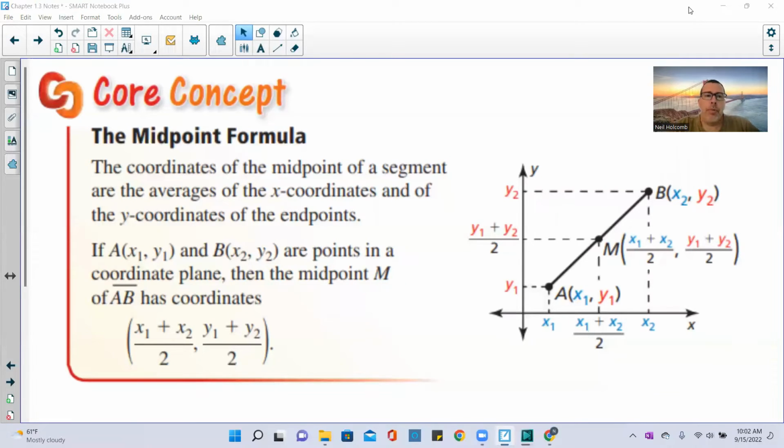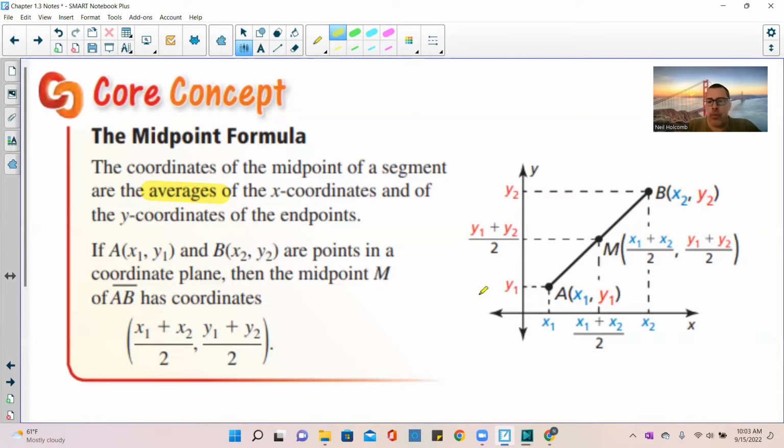Okay, before I do example 3, I want to talk about the midpoint formula. It's a core concept. The coordinates of the midpoint of a segment are the averages of the x coordinates and of the y coordinates of the endpoints. Okay, so let me highlight average. It's a key component right there. The coordinates of the midpoint of a segment are the average of the x coordinates and of the y coordinates of its endpoints.